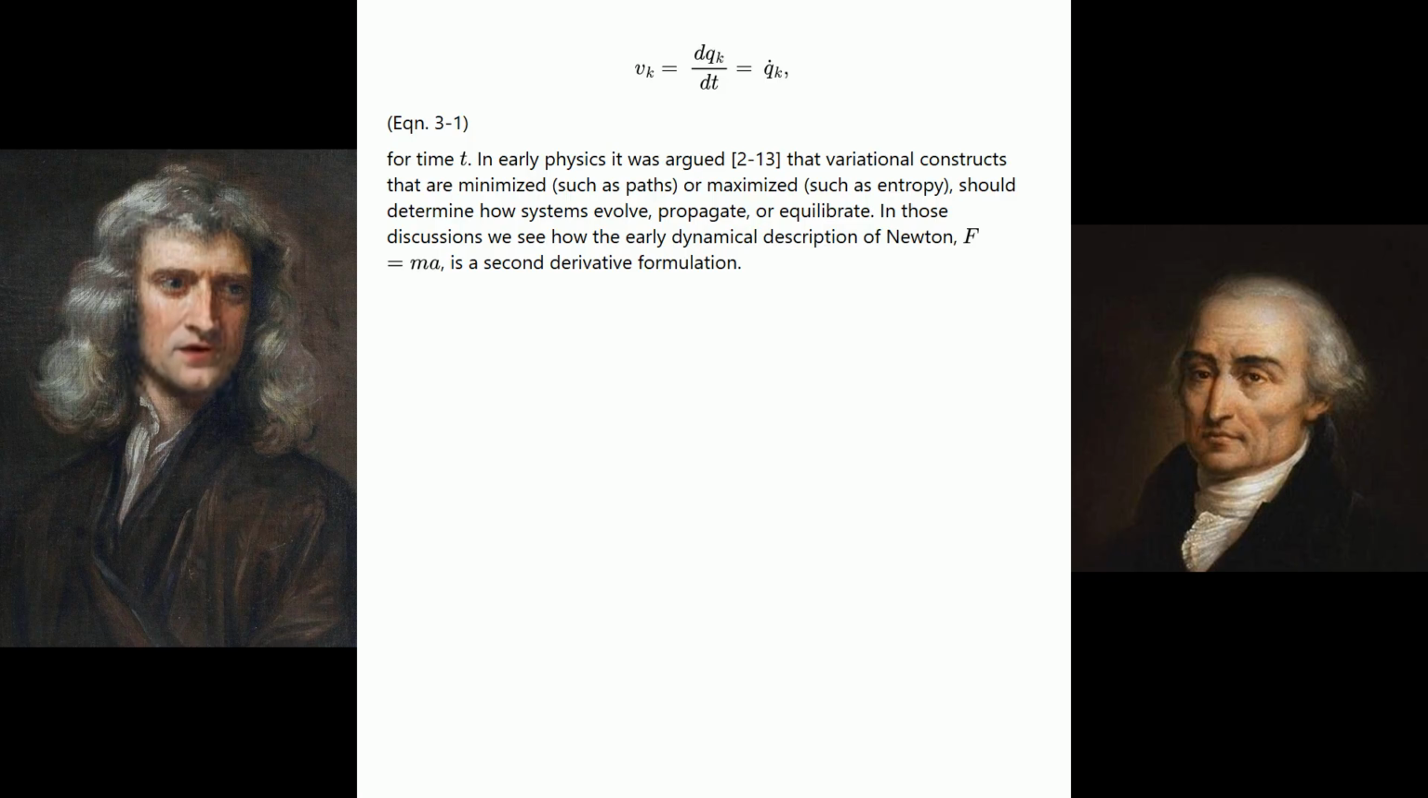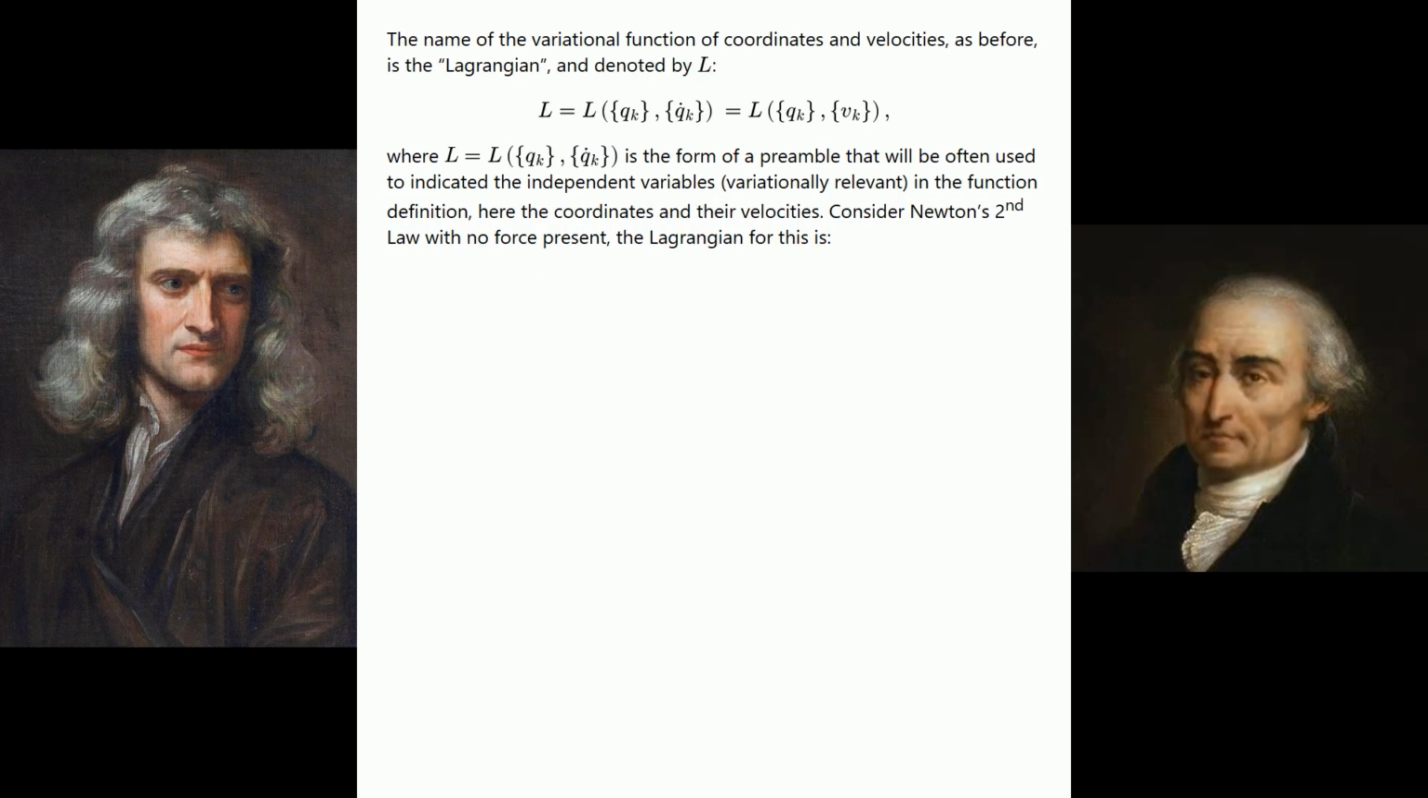In early physics it was argued that variational constructs that are minimized, such as paths, or maximized, such as entropy, should determine how systems evolve, propagate, or equilibrate. In those discussions we see how the early dynamical description of Newton, F equals ma, is a second derivative formulation. The name of the variational function of coordinates and velocities, as before, is the Lagrangian, and denoted by L.